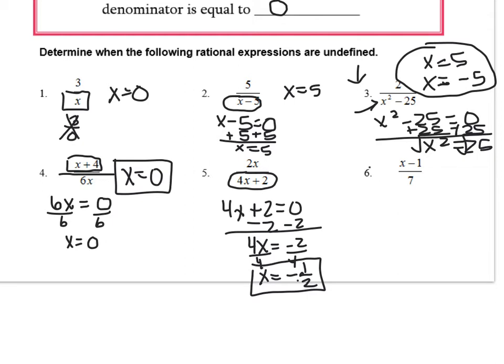Now 6 is interesting. What value of x makes 6 undefined? None. The bottom is a constant. 7 is a constant number. You can never change 7 into 0. You have to have a variable in the bottom of the fraction in order for a fraction to even have a possibility of being undefined. If there's a constant in the bottom of the fraction, that fraction will never be undefined.